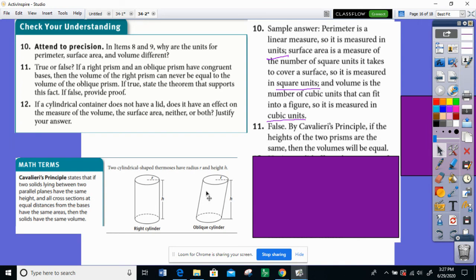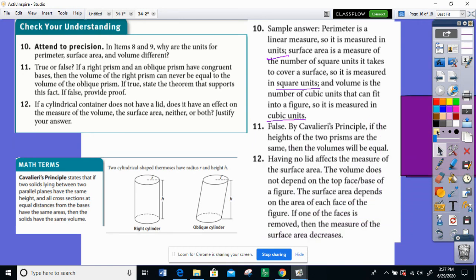All right, lastly, number 12 says if a cylindrical container does not have a lid, does it have an effect on the measure of the volume, the surface area, neither, or both? Well, if you don't have a lid, that's going to affect the surface area. One common way to think about surface area is if you take the three-dimensional object and you are trying to calculate how much paint you would need to paint the outside, that's a surface area calculation. Painting a cylinder with a top on it is different than painting a cylinder without a top on it.